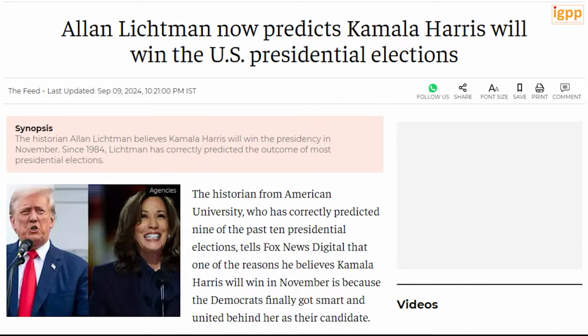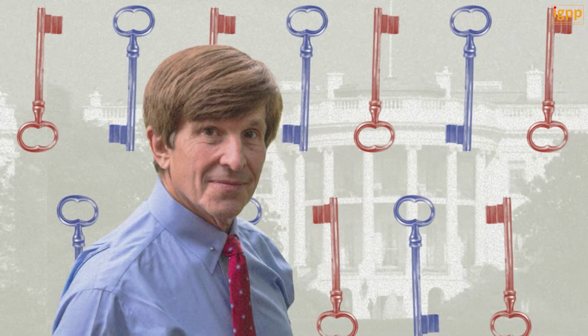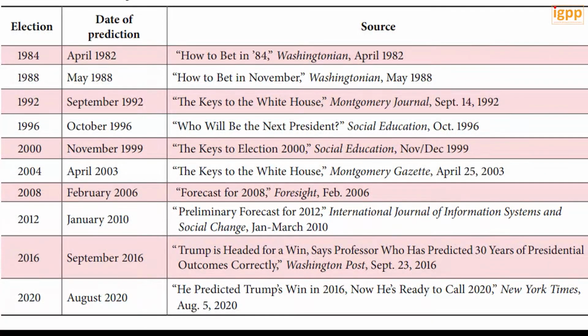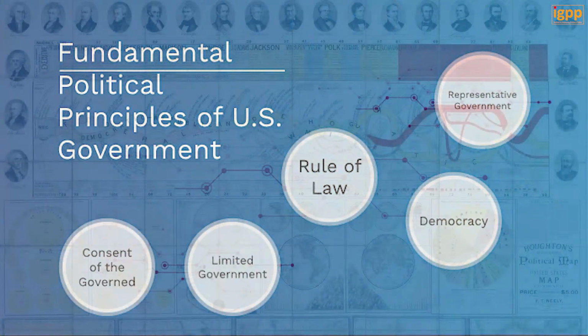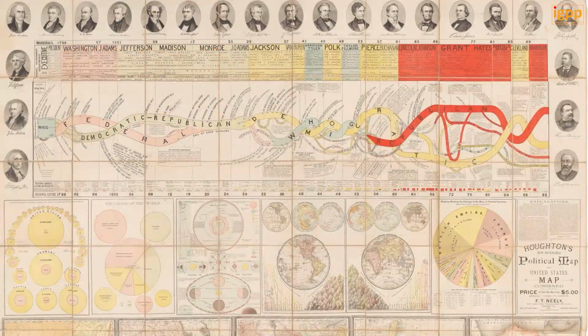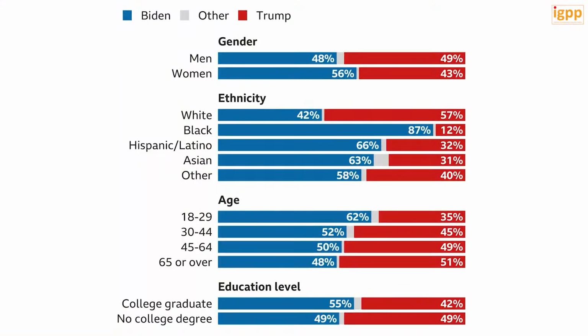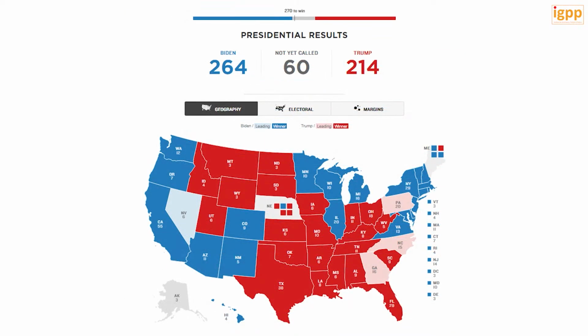Allan Lichtman's Keys to the White House provides a historical framework for understanding presidential election outcomes. By focusing on fundamental political and historical patterns rather than transient polls, the model offers valuable insights into the factors influencing electoral results.